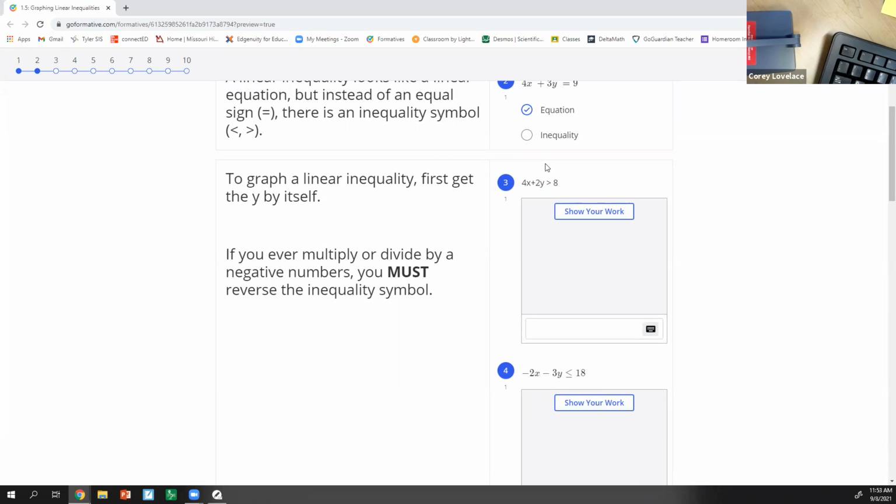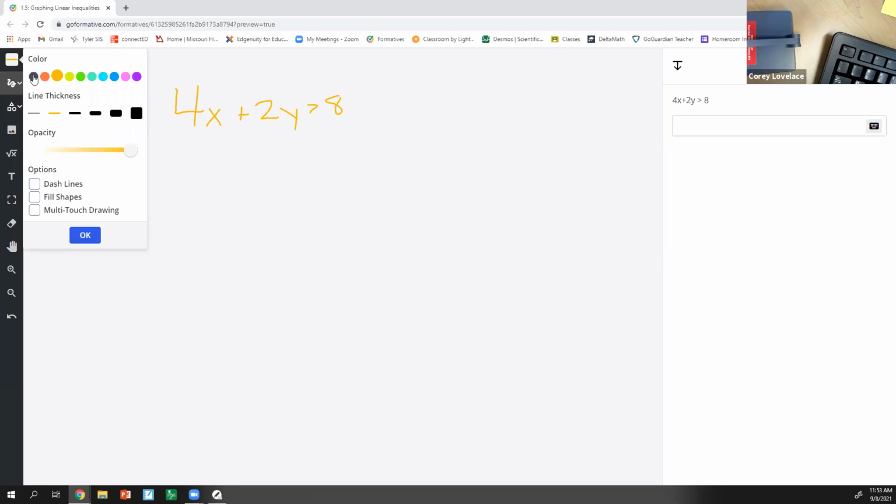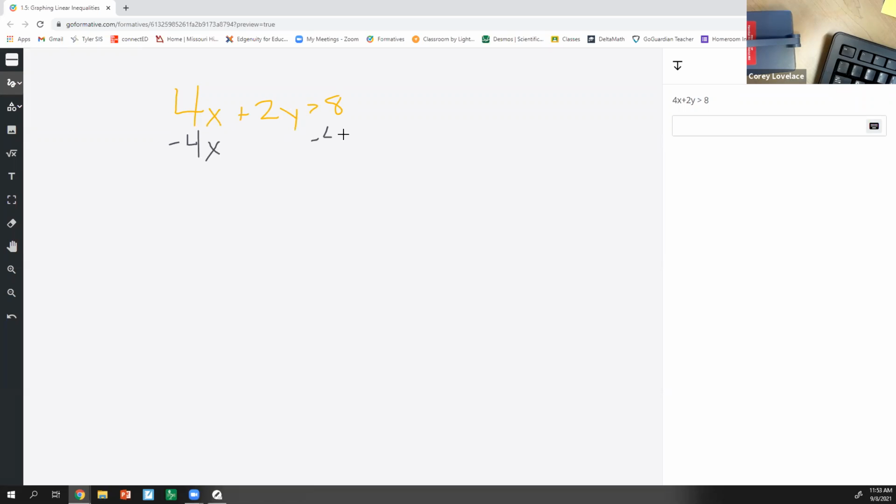So 4x plus 2y is greater than 8. We would start out by rewriting that. 4x plus 2y is greater than 8. And in this case, it's going to be exactly the same as what we did with the equations. We're going to subtract the 4x from both sides. That's going to cancel out. We're going to get positive 2y is greater than negative 4x plus 8. We'll divide by 2 on every single term, and we'll get y is greater than negative 2x plus 4.